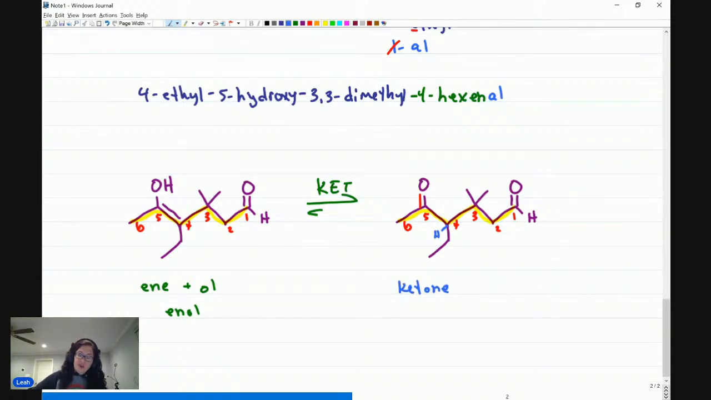Keto-enol tautomerization will happen automatically when you have an enol and the keto form is more stable, because that keto form has a carbon to oxygen double bond, which is more stable than the carbon to carbon double bond. And the solution will automatically tautomerize, meaning it'll automatically do the reaction to give you the ketone or the aldehyde.